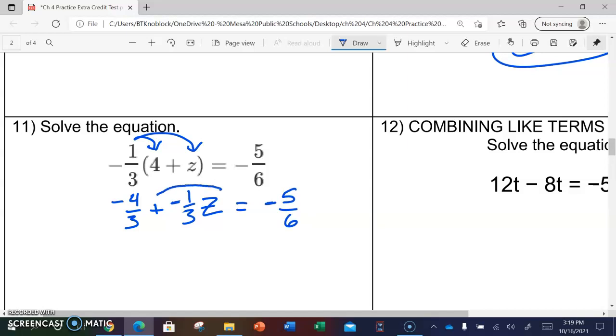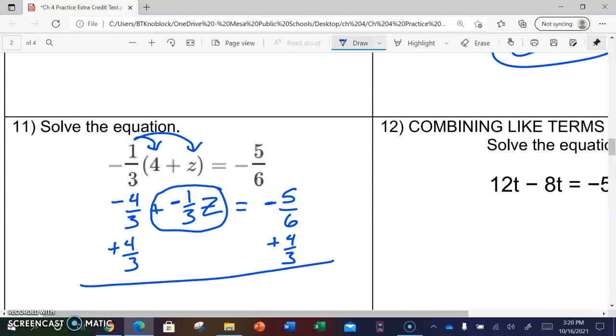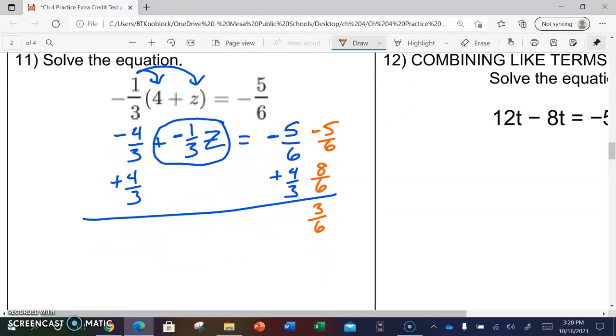Now this is my variable term, so I get rid of the negative 4/3 by adding 4/3, so plus 4/3. My common denominator on that one would be 6. So that's 8 over 6, and that's negative 5 over 6. So negative 5, positive 8, that's 3 over 6. So we end up with negative 1/3 z equals 3/6.